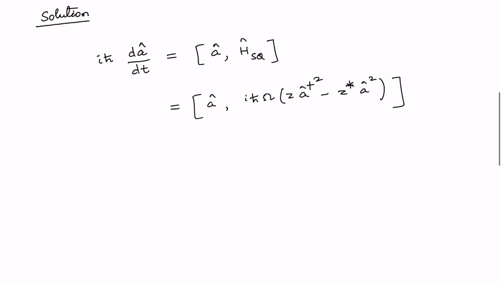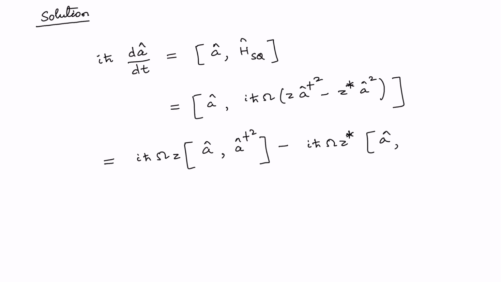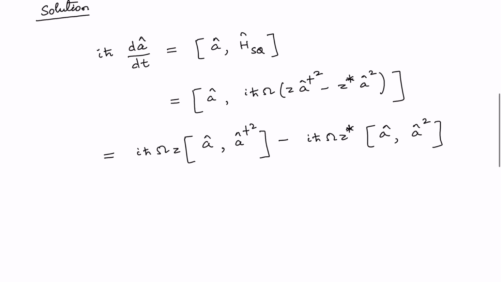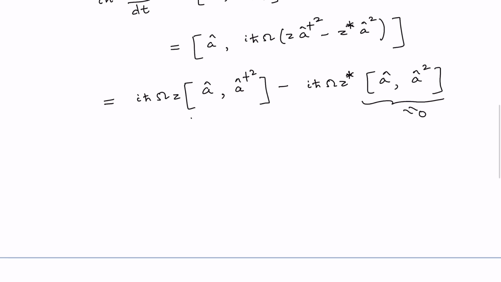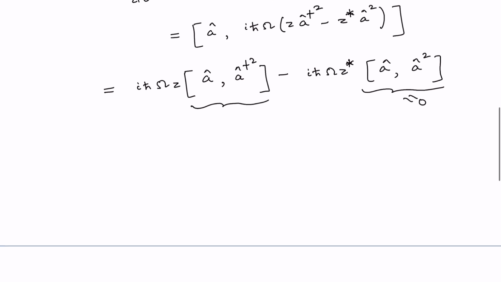And now we have to do the operator algebra. I will get two terms. I can take i h bar omega out, and here I have the commutator of A with A dagger square, and then I have another term, minus i h bar omega z star times the commutator of A and A square. It is obvious that this particular commutator is equal to 0, and now I am left with only the first to work out. To do it, I am going to use the operator algebra.